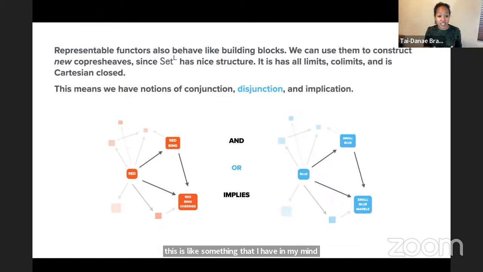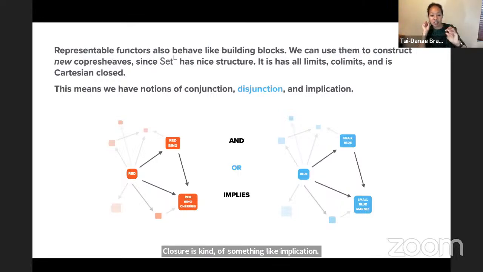Okay, now, why did we do this? To make our lives more complicated? No. As we said, when you look at functors into a category with rich structure, like Set, you can do things with it. I was hinting that these representable functors behave like building blocks. So we can use representable functors, or these copresheaves, to construct new copresheaves, and we can do that by using the structure in the base category Set. Set has all limits and all colimits. It's also Cartesian closed, which means it has something like an internal hom. If you unwind all of that, it suggests we have some notion of conjunction, which is kind of what a limit is; disjunction, which is kind of what a colimit is; and Cartesian closure, which is something like implication.